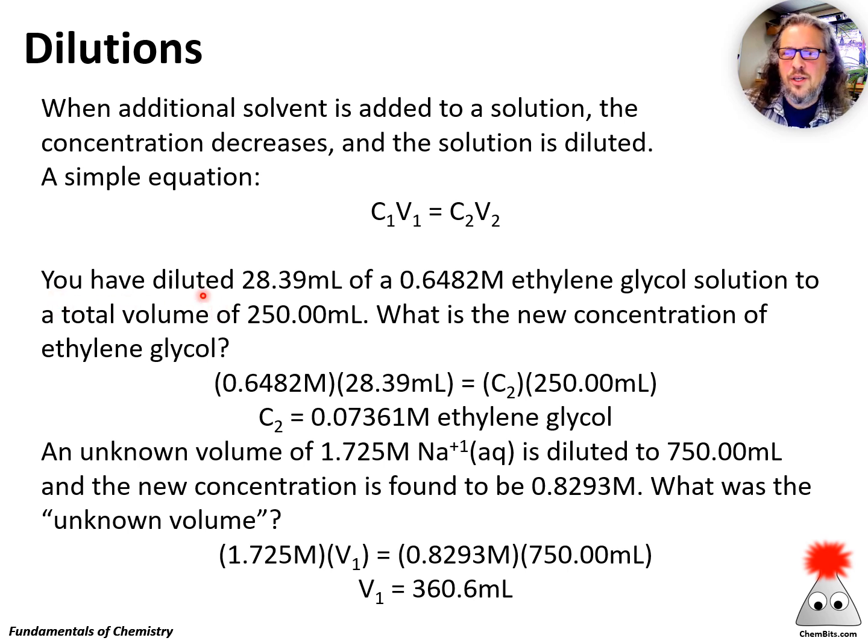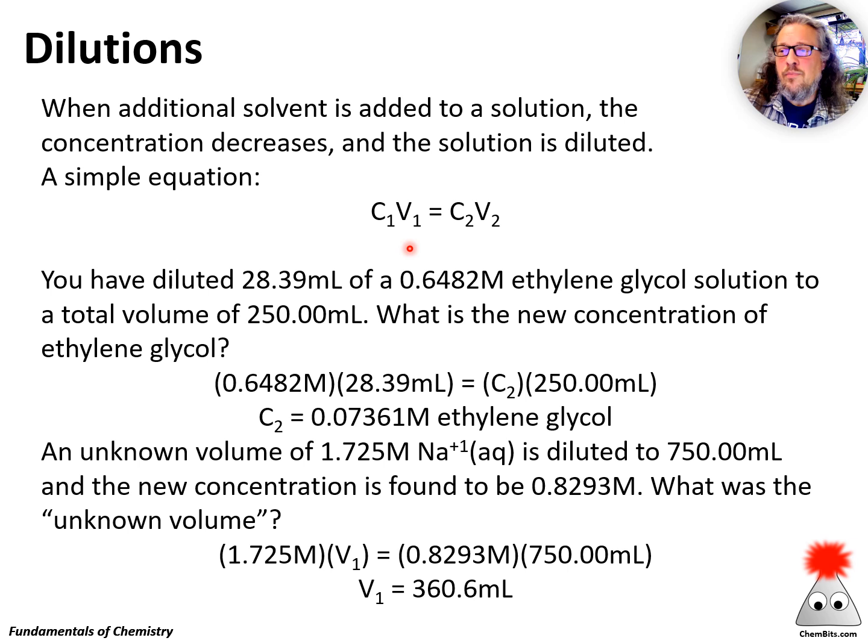So here's a problem. You have diluted 28.39 milliliters of a 0.6482 molar ethylene glycol solution to a total volume of 250 milliliters. What is the new concentration of ethylene glycol? Do we know what ethylene glycol is? You might, or you could look it up. But again, once we know its molar concentration, we don't really need to know the identity of ethylene glycol, because this is telling us how many moles we're working with.